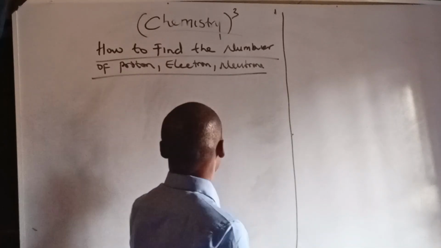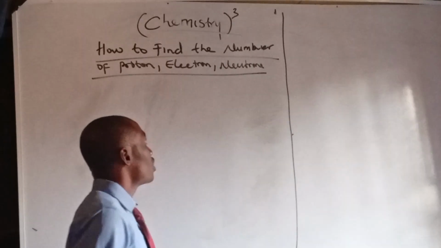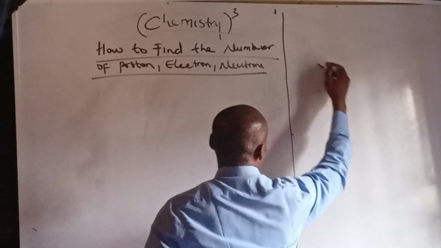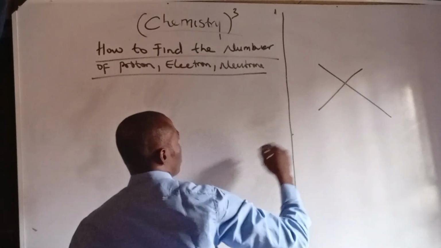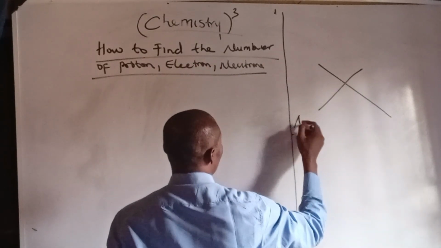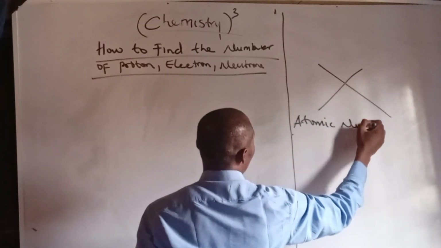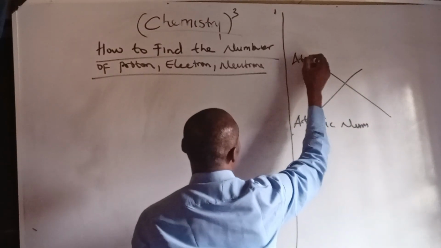In this video, we want to look at how to find the number of protons, number of electrons, and number of neutrons. Let's say this is an atom of an element. The atomic number will be somewhere here. This is the atomic number, and this is the atomic mass.